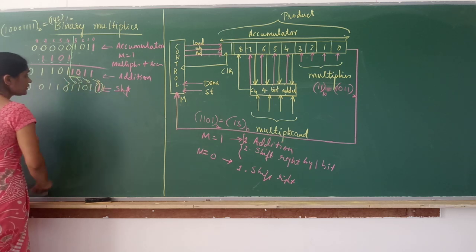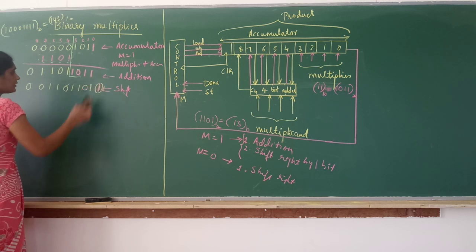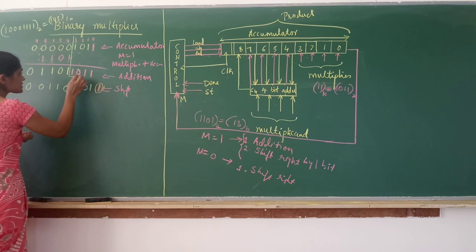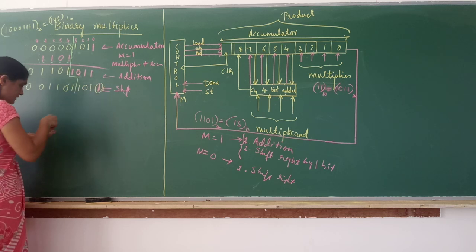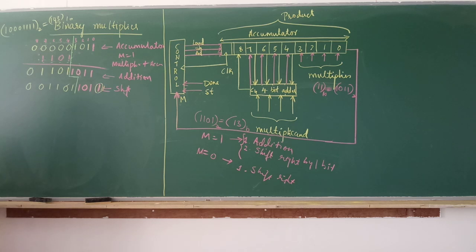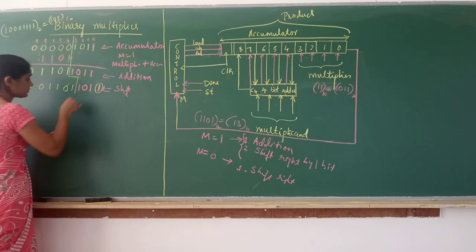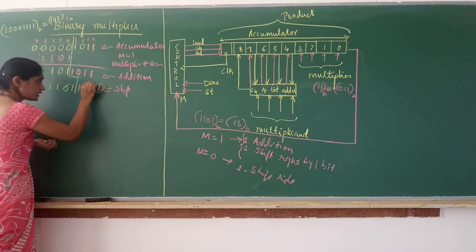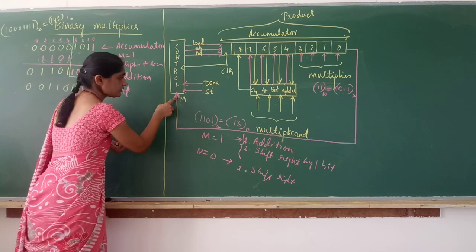Let me erase this because you know how to shift right, okay? So now this is the multiplier. Multiplier, 1 bit is out. Remaining bits are 1, 0, 1. Okay? So now what is m? Again m is 1. This bit is out. So now m is 1. So again the m input is 1.